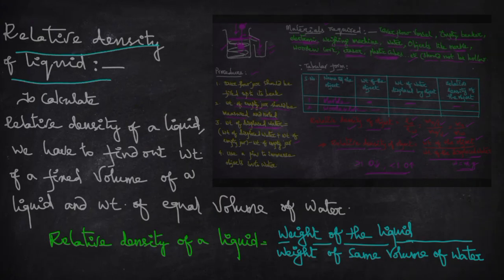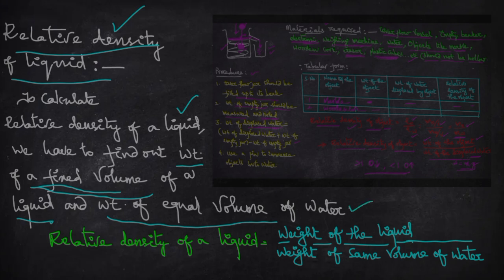Relative density of a liquid. To calculate the relative density of a liquid, we have to find out the weight of a fixed volume of the liquid whose relative density is to be calculated, and the weight of an equal volume of water. Means the volumes of liquid and water should be the same, and we have to find the weight of this liquid and the weight of the water. This is the formula to find the relative density of a liquid, which is the weight of the liquid divided by the weight of the water of the same volume.